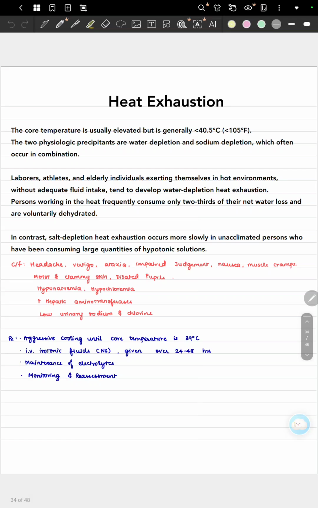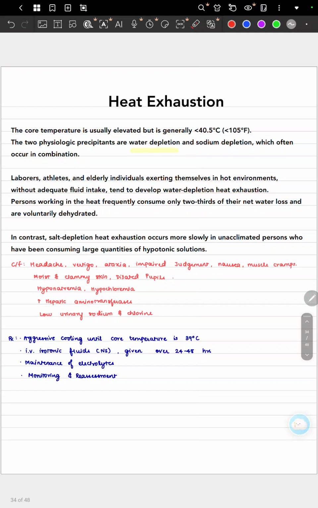So heat exhaustion, where the core body temperature is usually elevated, but still it is less than 41 degrees Celsius or 40.5 degrees Celsius. The two physiologic precipitants are going to be the water depletion that happens and the sodium depletion, that is hyponatremia, which occur in combination. Heat exhaustion is seen in laborers, athletes, elderly individuals who are involved in exertion in hot environments without adequate fluid intake and electrolyte balance, and they tend to develop water depletion heat exhaustion.